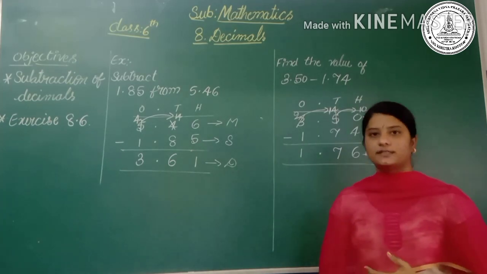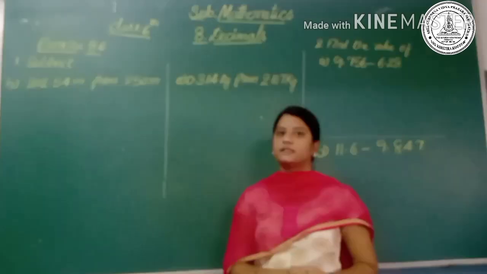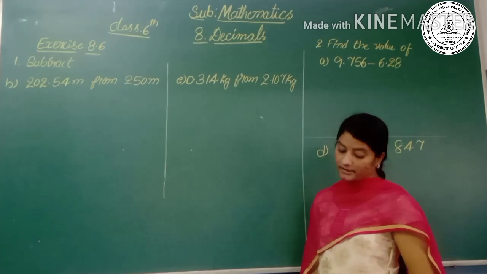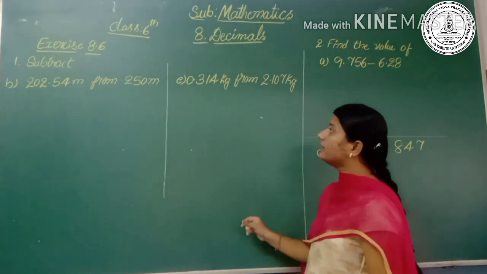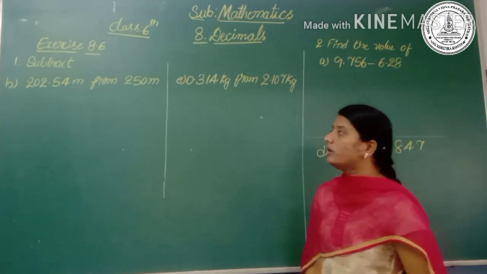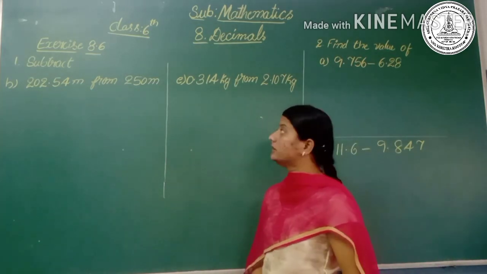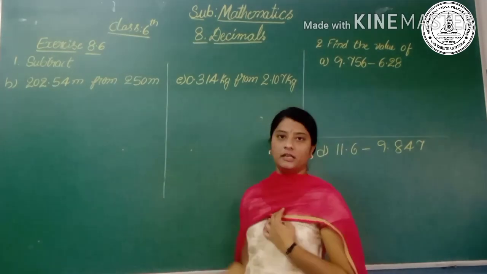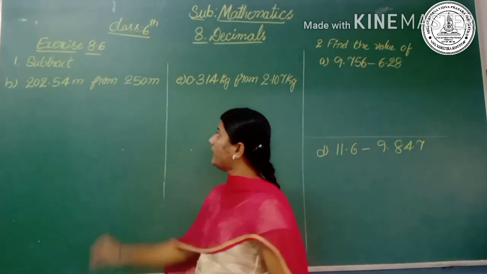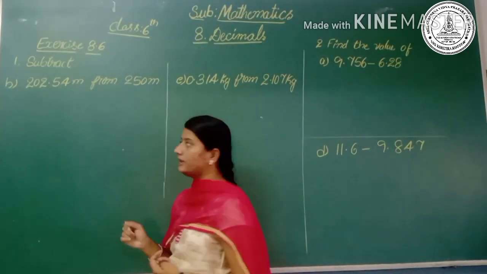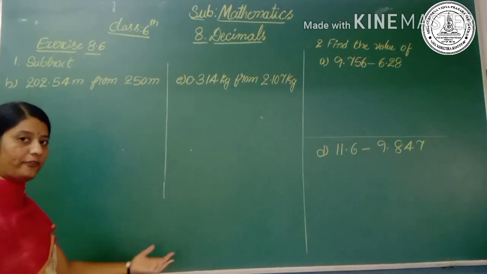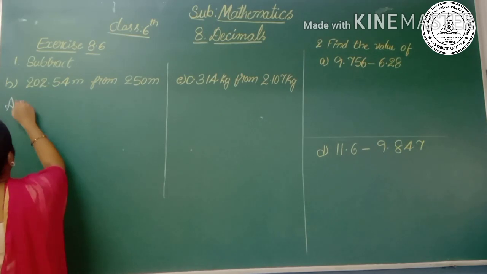Okay, let's start exercise 8.6. In exercise 8.6, the first one is subtract. They have given 5 questions, and from those I have taken 2 different questions. Subtract 202.54 meter from 250 meter. Here we take 250 as the minuend. So subtract 250 minus 202.54.